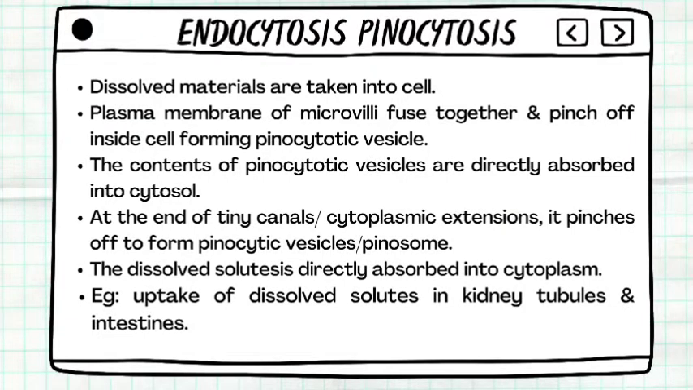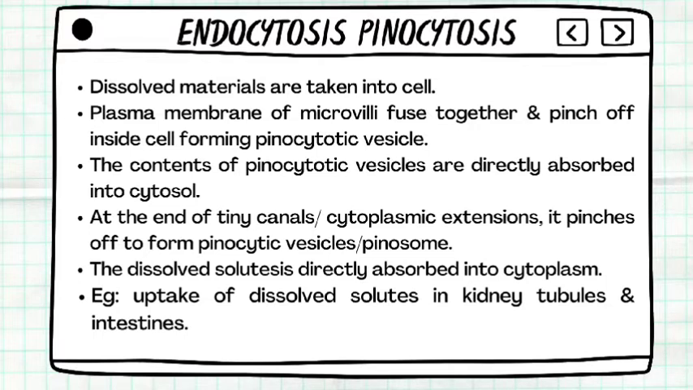After that, endocytosis, pinocytosis is where the dissolved materials are taken into the cell. Plasma membrane of microvilli fuse together and pinch off inside the cell, forming a pinocytic vesicle. Contents of pinocytic vesicles are directly absorbed into the cytosol.